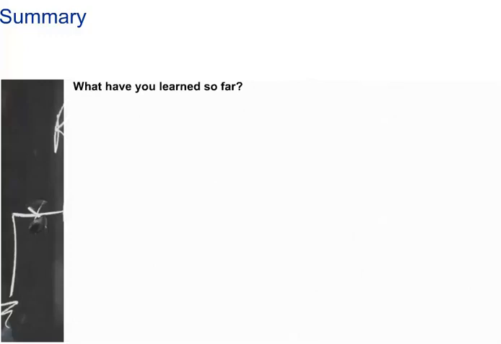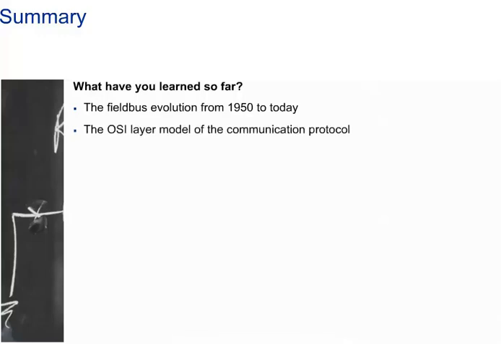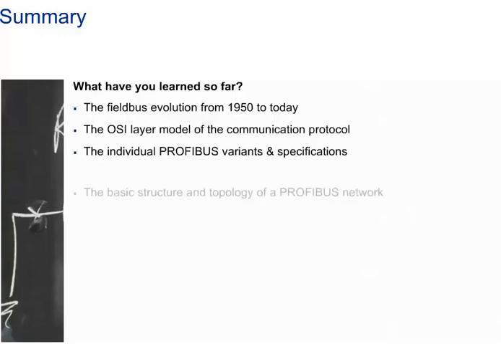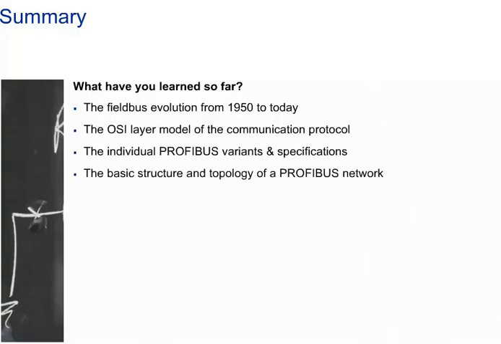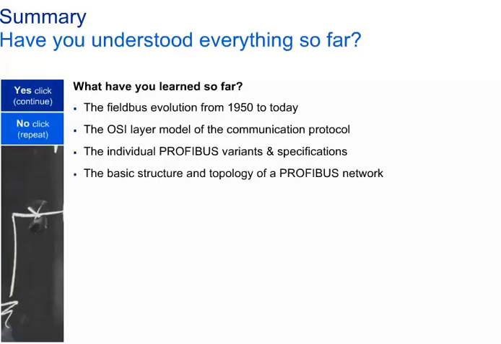Now let's summarize this learning module. So, what have you learned so far? The Fieldbus evolution, from its beginning in 1950 over HART technology and Fieldbus protocols to wireless technology. The OSI layer model of the communication protocol, which is the basis of the Profibus protocol. The individual Profibus variants and specifications assigned to 3 main groups with subgroups, of which only the DP and PA versions are still important today. The basic structure and topology of a Profibus network, from the distributed control system down to the PA field devices in the hazardous area.